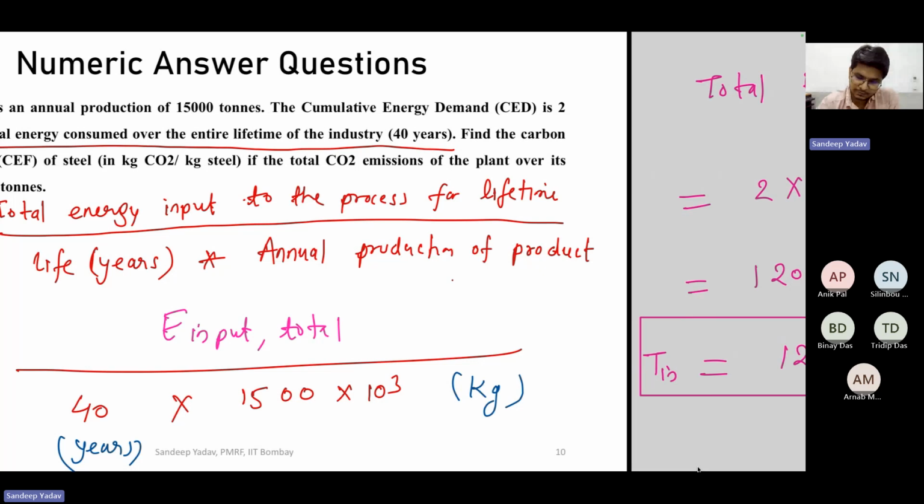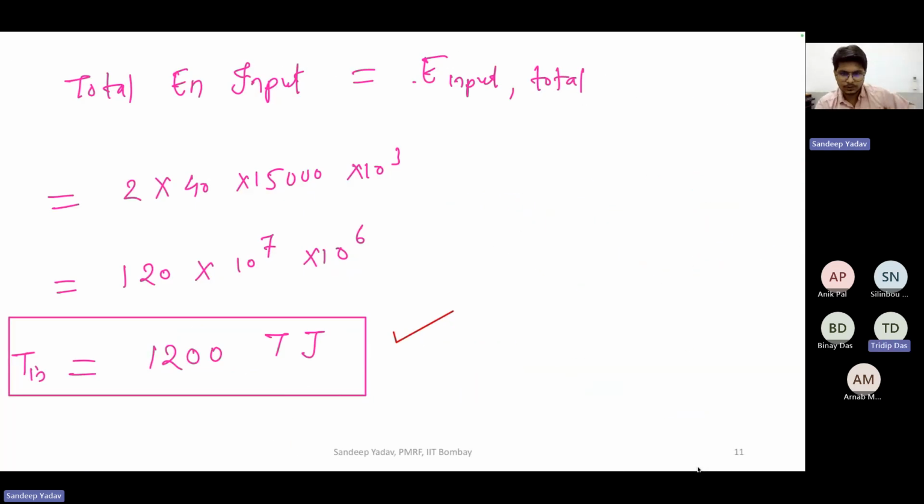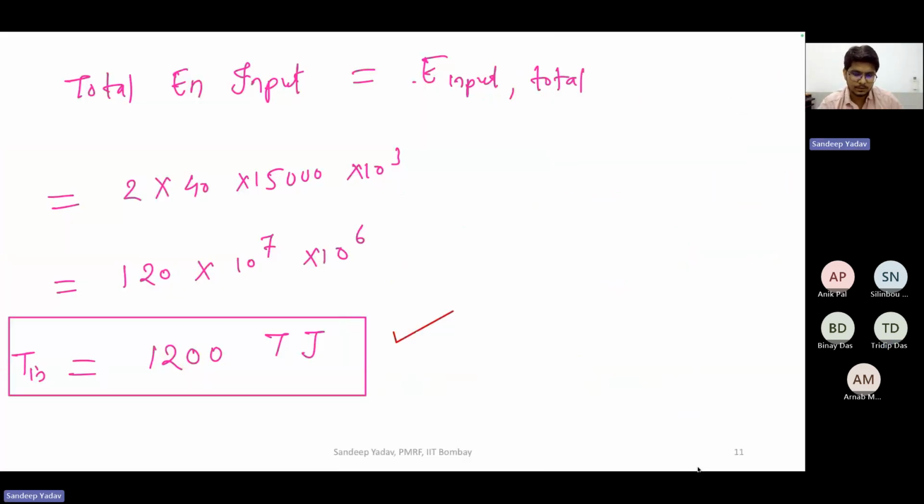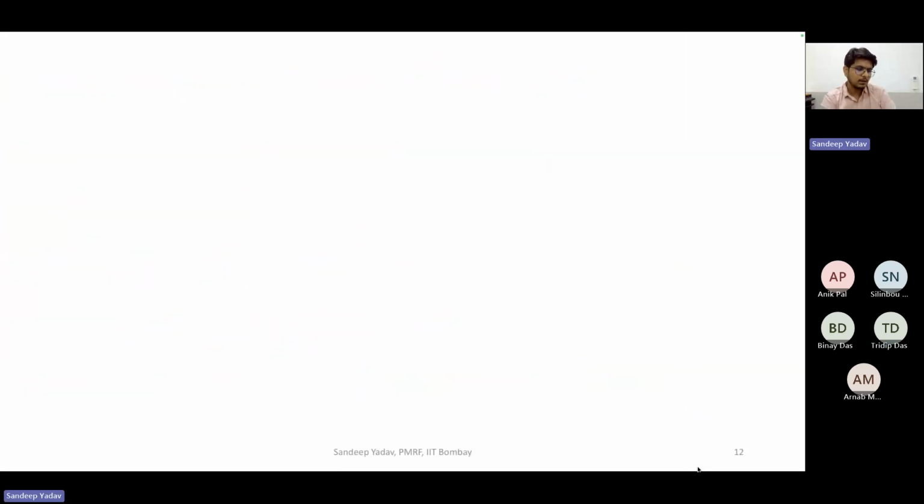So we calculated the first part, finding the total energy input. I hope it is clear. If you want any explanation, it's just basic unit conversions that we have done. The second part they're asking is to find the carbon emissions footprint for the steel, that is, per kg.